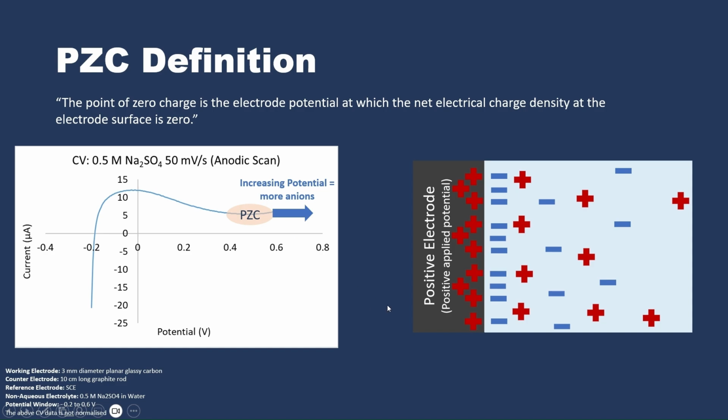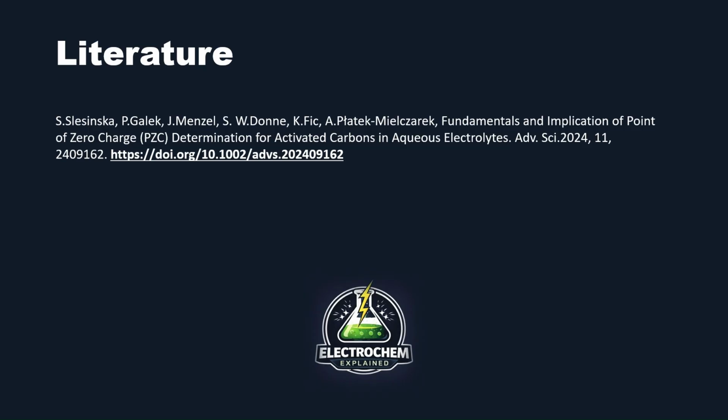The point of zero charge is an intrinsic characteristic of your electrolyte. So depending on your anions and cations, you're going to have different behavior either side of the PZC. So it is an important part to consider if you want to characterize your electrolyte. A really good example here in the literature is this paper here. If you want to go check it out, they are looking at the point of zero charge in activated carbons in aqueous electrolytes, and they use, I think, cyclic voltammetry and SPECS. So definitely give that a look if you're interested.